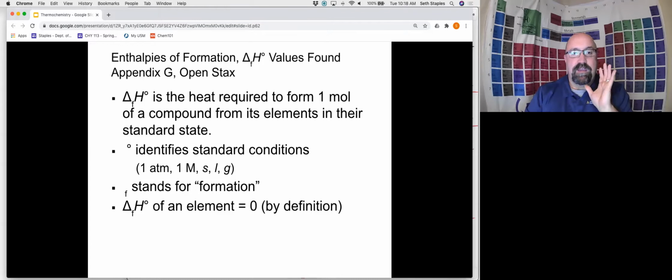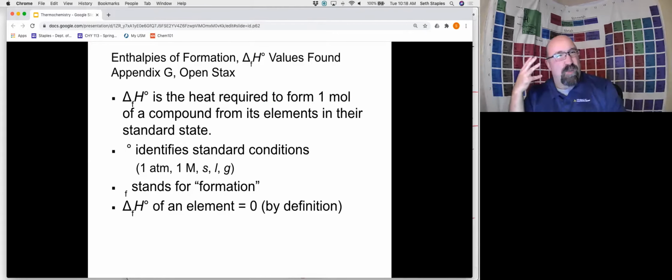And so, in basic terms, it's just how much energy does it take to make this compound. And standard states are just the standard states that you would normally think of at room temperature.